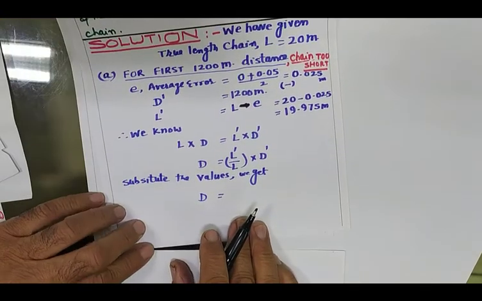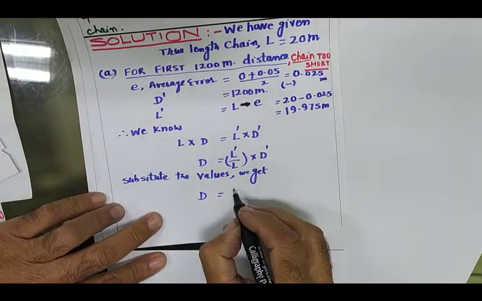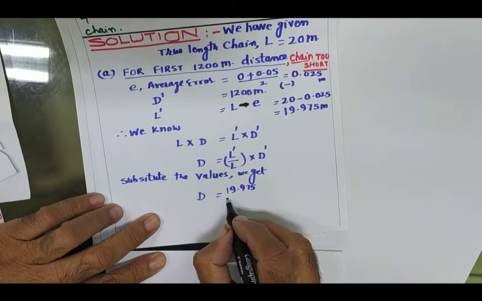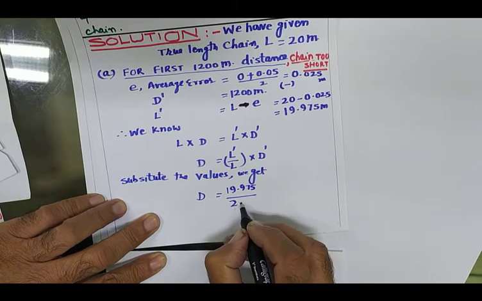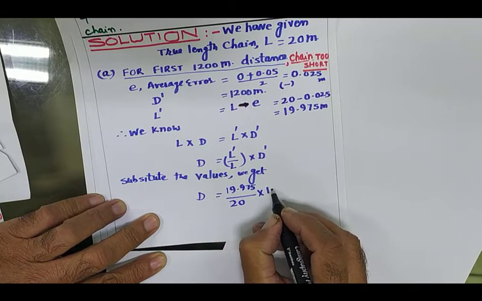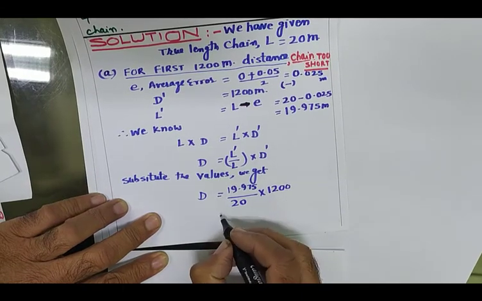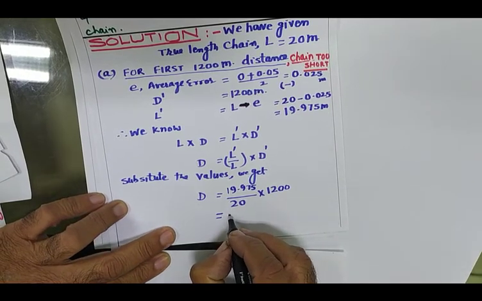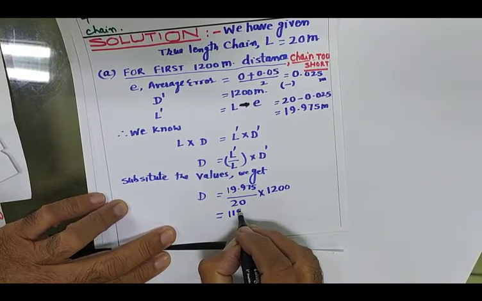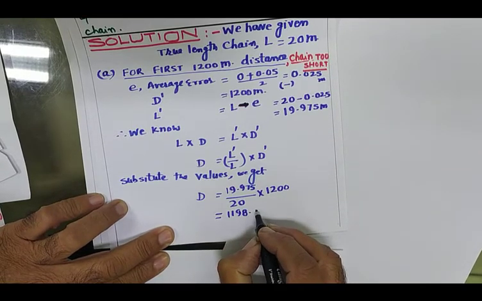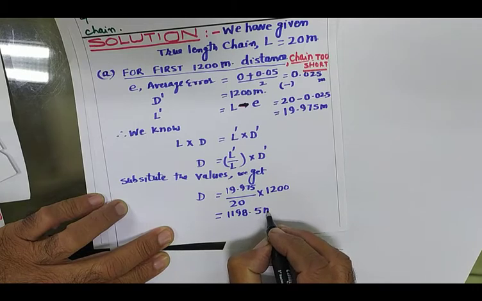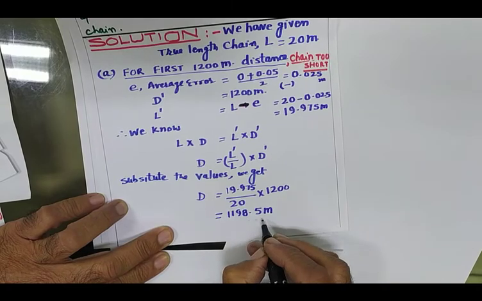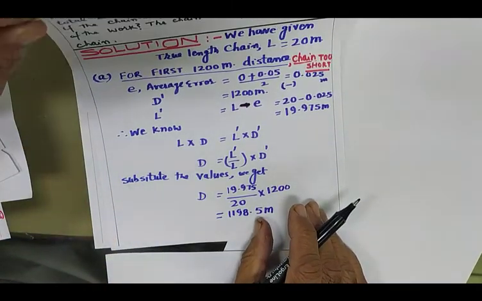So now we are going to substitute these values. L dash is given as 19.975 meter. The designated length of chain is 20 meter. The distance we measured comes to be 1200 meters. So the actual distance that we have measured comes to be 1198.5 meters. When the chain was too short, its actual distance is 1198.5 meters.